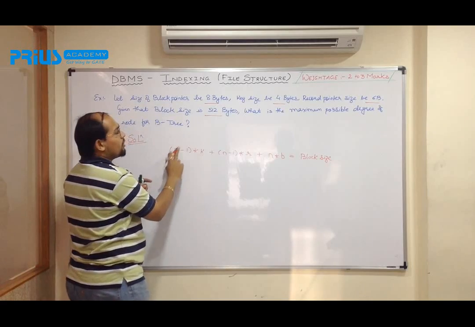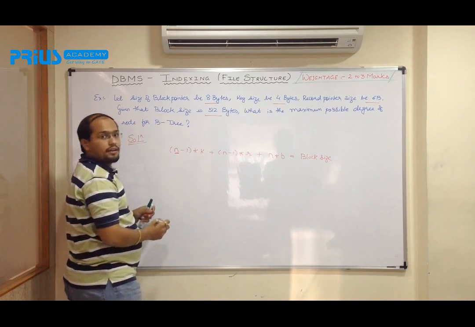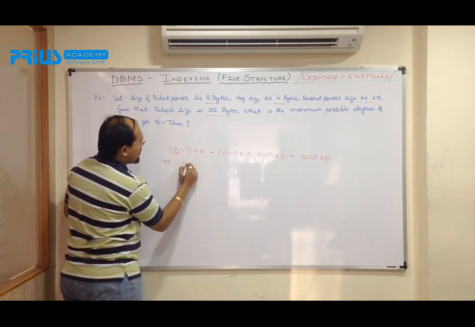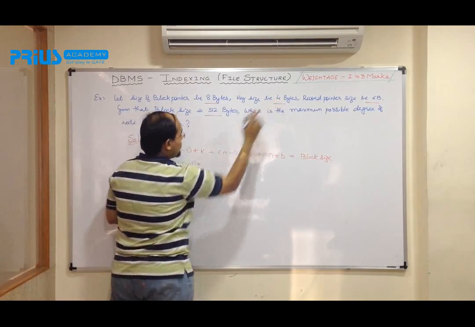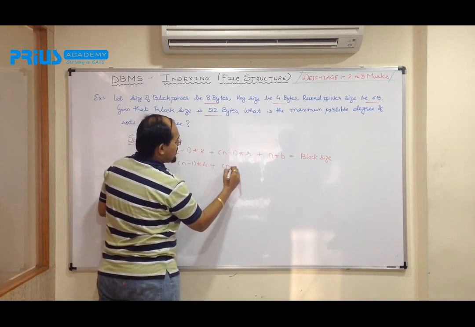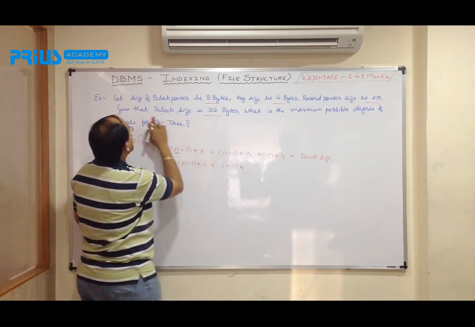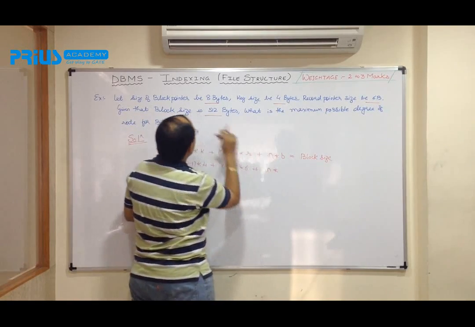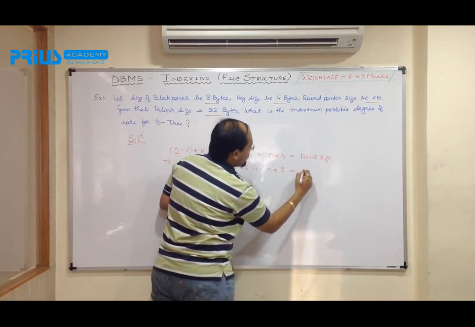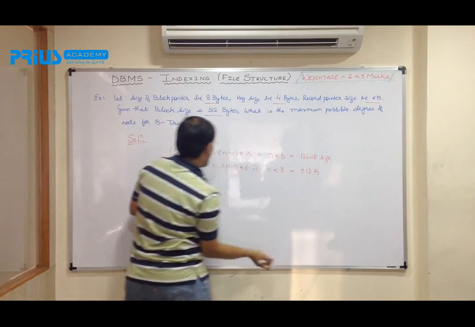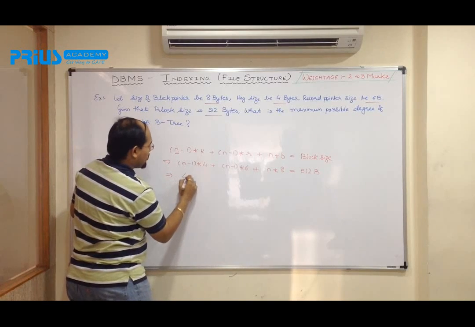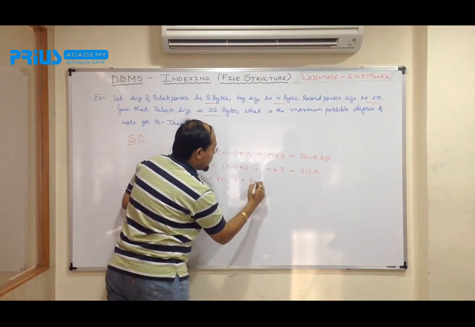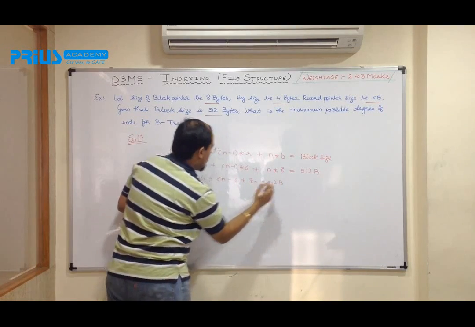So what are we supposed to find? We are supposed to find n. Now k, what is k? That is your key. So this implies n minus 1 into what is your key size? 4, plus n minus 1 into what is our record size? Record size is 6 bytes, plus n into block pointer size of 8 bytes is equal to 512 bytes. This you can solve. It's like 4n minus 4 plus 6n minus 6 plus 8n is equal to 512 bytes.